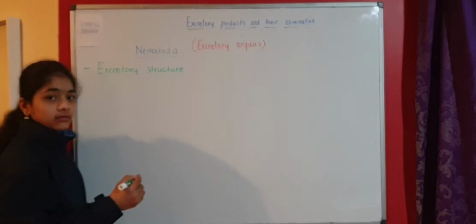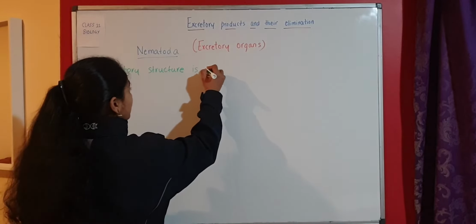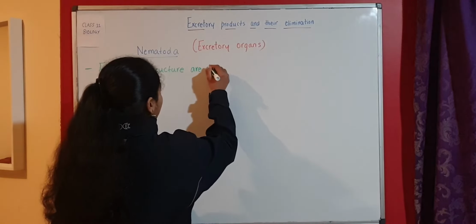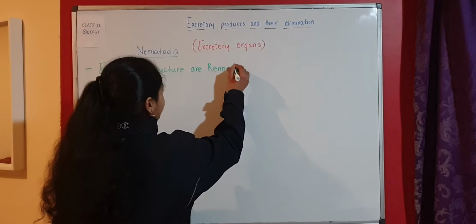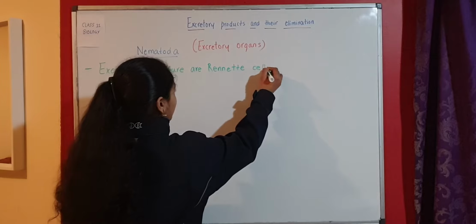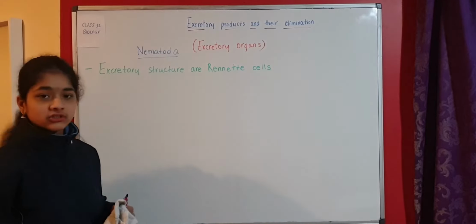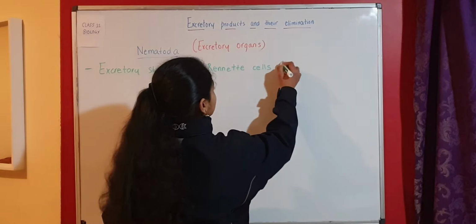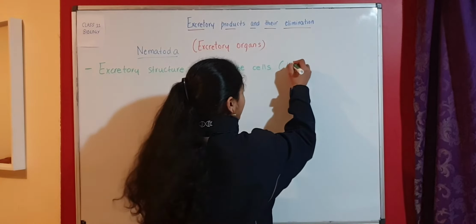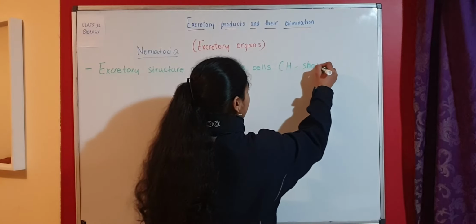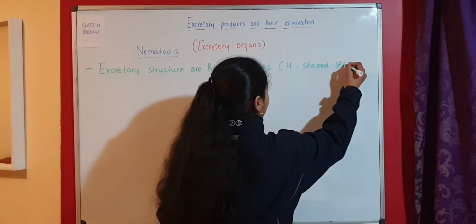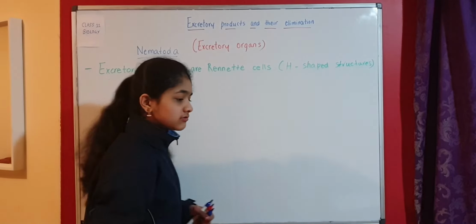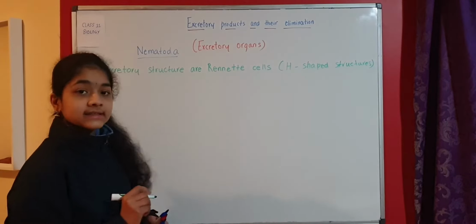So the excretory structure, or excretory organ, the structure which helps in excretion, are called Rennet cells. And these Rennet cells are in the shape of an H. So they're sometimes called H-shaped structures. And these also help in the excretion process.